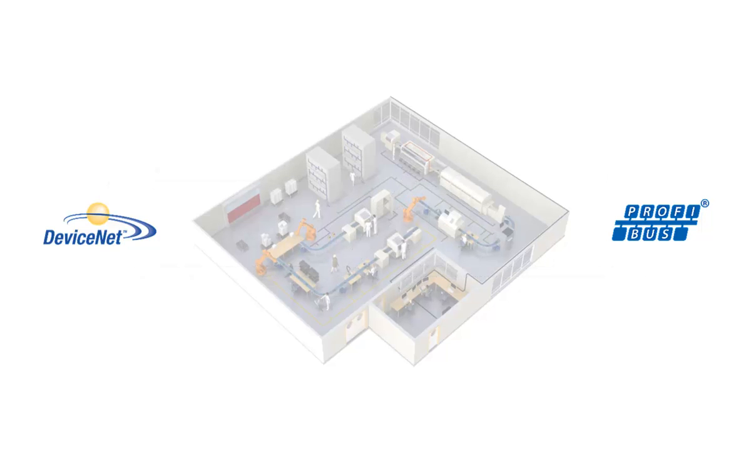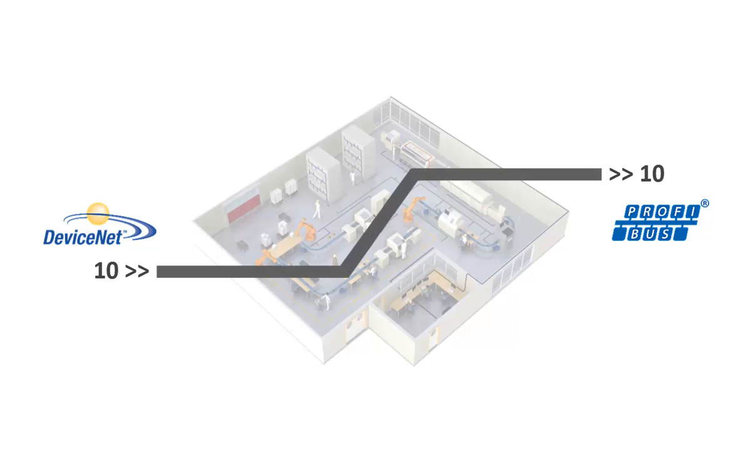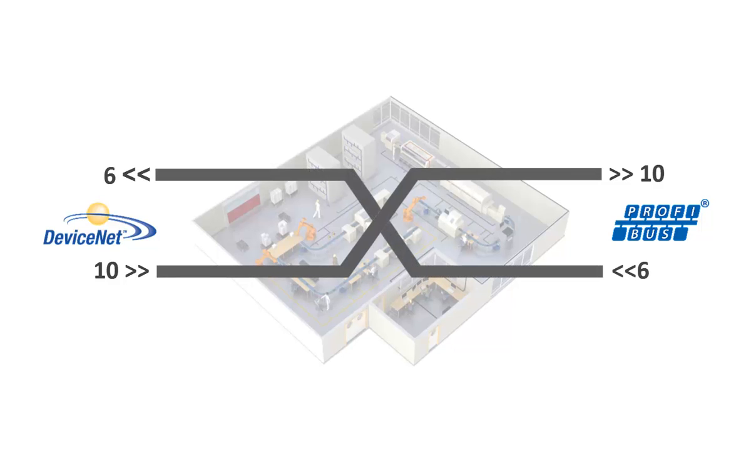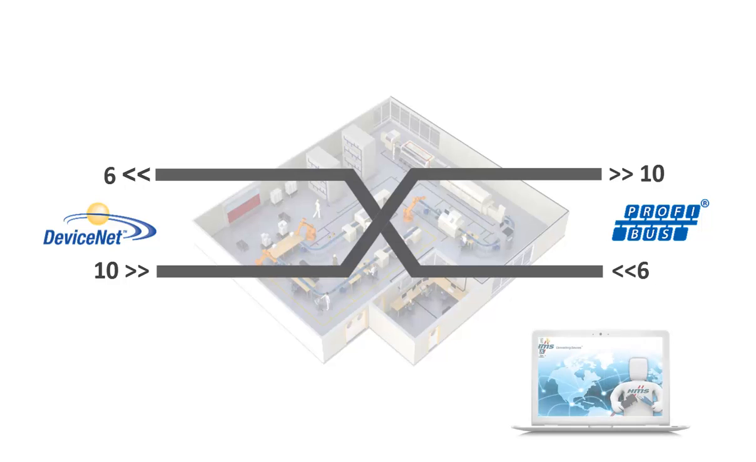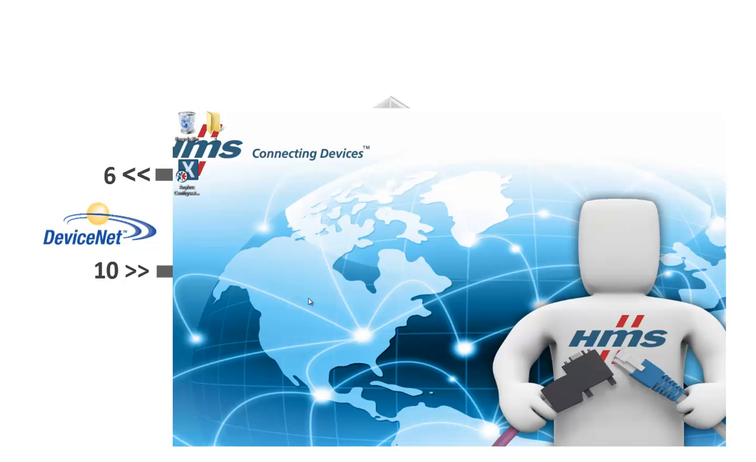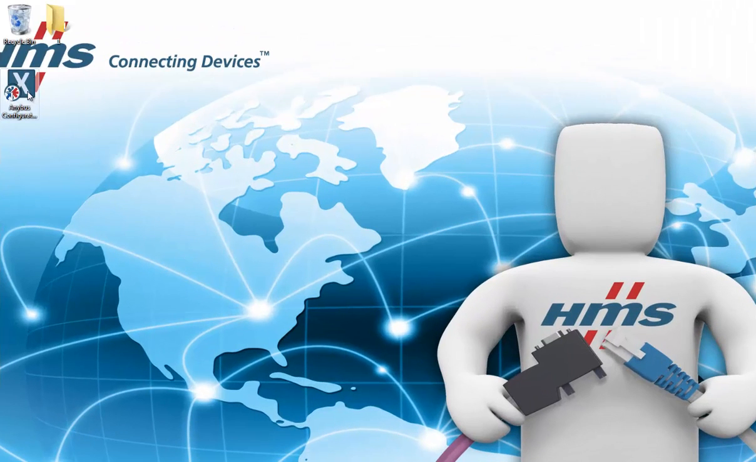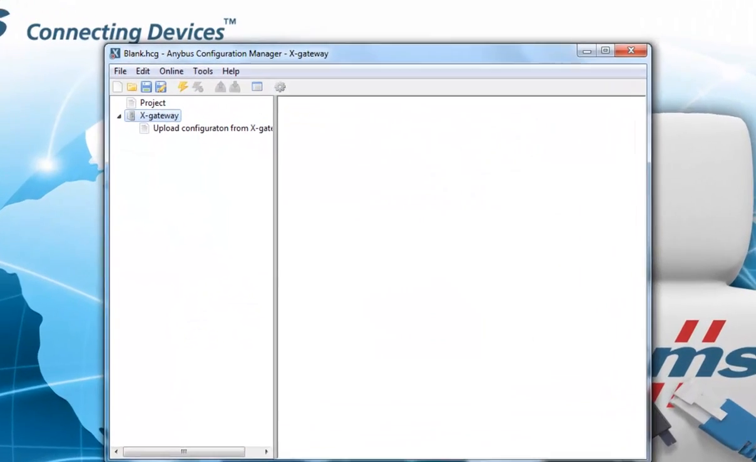For the sake of this demo, I want to change the transferred bytes to 10 bytes going out from DeviceNet and into PROFIBUS, and 6 bytes going out from PROFIBUS into DeviceNet. To create this configuration, I have downloaded the Anybus Configuration Manager from Anybus.com. I open the Configuration Manager on my computer.